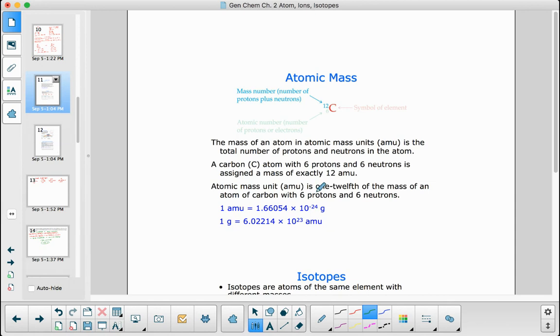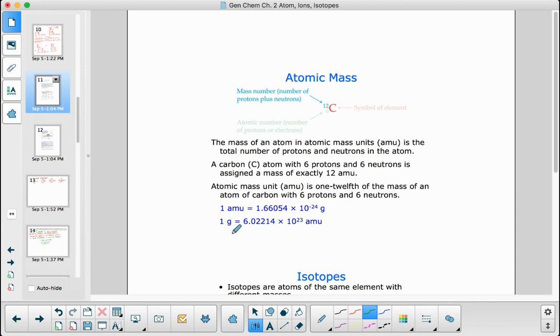So if we wanted to assign a value to an atomic mass unit, a measurable unit such as grams, it's defined as 1/12 of the mass of an atom of carbon that has 6 protons and 6 neutrons. So one atom, tiny, tiny, tiny, and one atomic mass unit is equivalent to 1.66054 times 10 to the negative 24th grams. Okay, so we can see how small that would be.